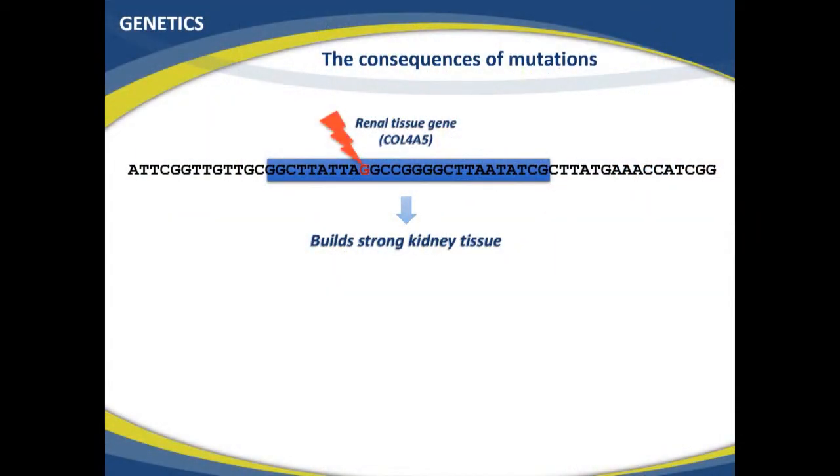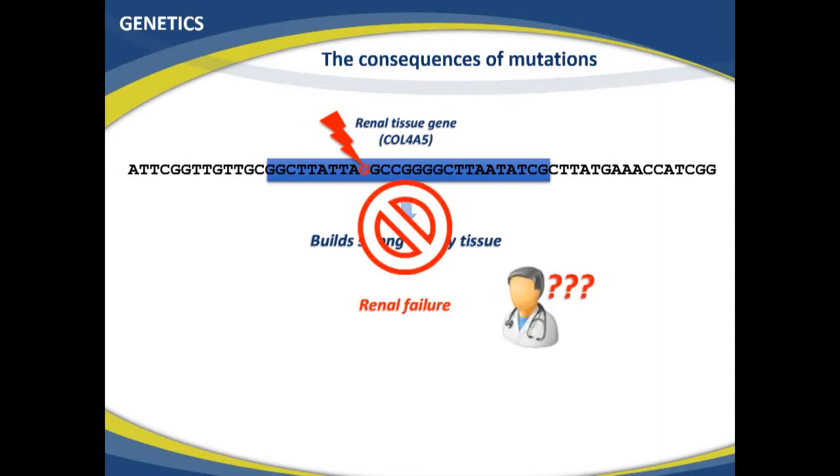However, if one of these mutations happens within a gene, it can disrupt the function. And then we lose the information of how to build strong kidney tissue. And in the case of this gene called 4A5, the person will have progressive renal failure, so the kidneys start to fail. A doctor will see progressive renal failure in usually a young person and will ask, why is this happening?